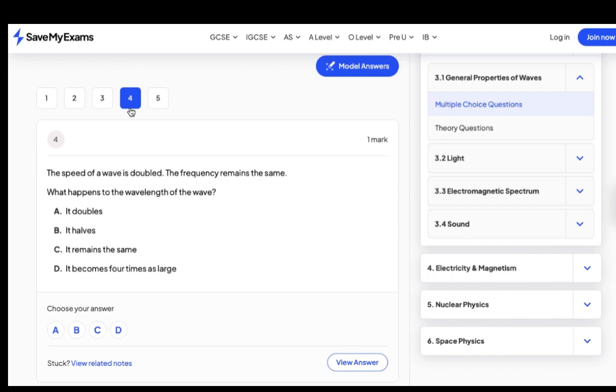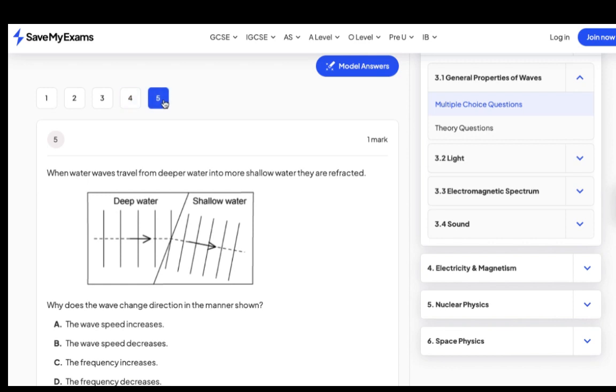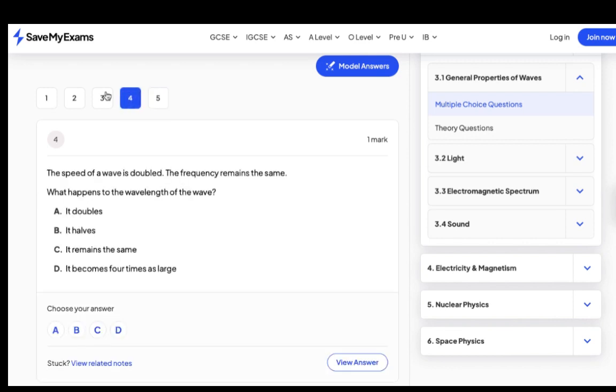Do you think it doubles? You think it's A? Yeah, they say the speed of the wave is doubled, and the frequency is still the same. And then what happens to the wavelength? So it doubles. A. Okay, I also think it's A. So let's go to question 5. We're done with question 4. We even did question 3.